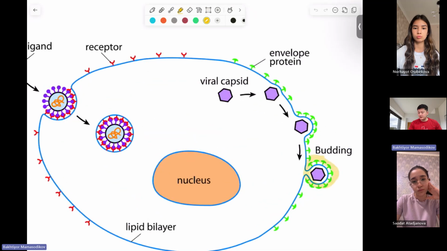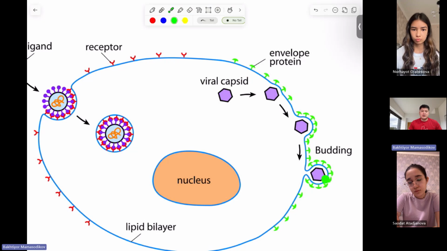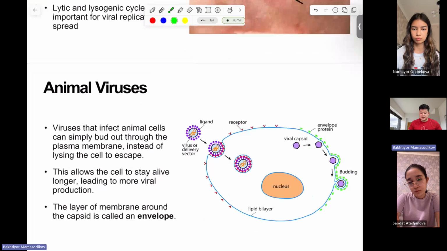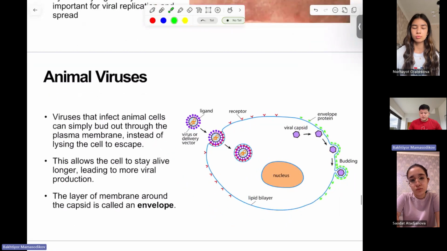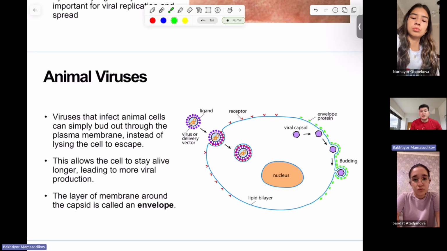Do you see the budding of the virus from the cell? This is the animal cell, and this is the virus which is budding out from the cell without killing it. The animal cell is staying alive. It's not killing the animal cell here. So viruses that infect the animal cells can simply bud out through the plasma membrane instead of lysing the cell to escape.